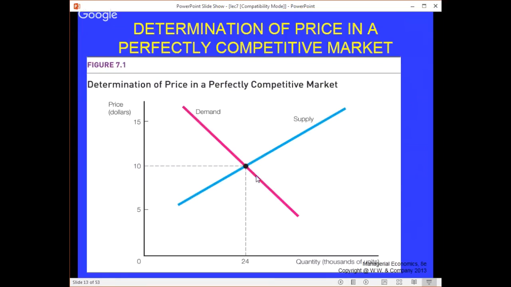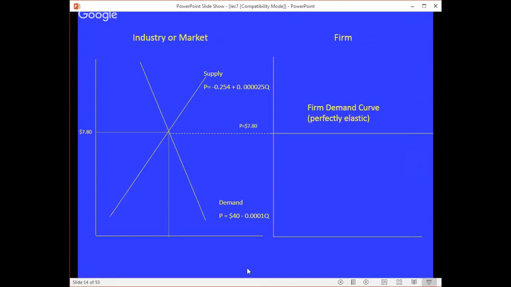So here we have the graph from the book. We have a hypothetical demand curve, a hypothetical supply curve from the first example, and we had a price of 10 and a quantity of 24,000 for the market. Can everybody see that? I'll turn the lights on back in a second.